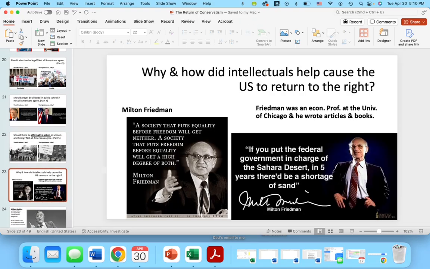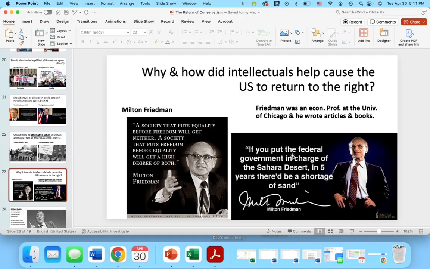There were also a few intellectuals that helped the country move to the right. For example, Milton Friedman was a famous economics professor at the University of Chicago. He wrote a bunch of articles and books, and basically he said we should have low taxes, let people keep their money, no Vietnam War draft, let people have money and time, and they will be truly free.